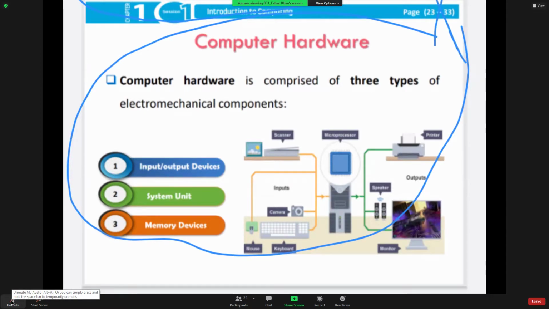Very easy. First one, input-output. Second one, system unit. In the system unit, generally what comes in? CPU. System unit means the CPU and things like that. Then the last thing is memory devices. Memory devices, you all know. There is a primary memory and there is a secondary memory. In the memory devices, you have DVD, flash, RAM, ROM, things like that. Also given in your book, you can see page 31.